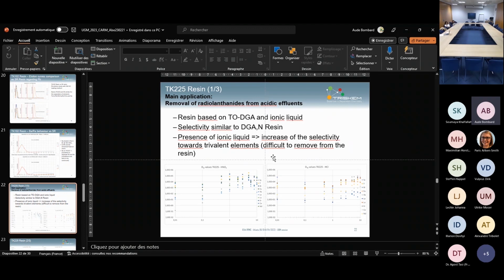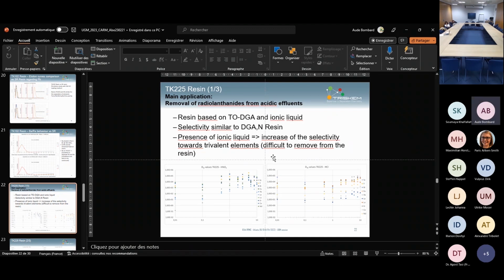You have the distribution coefficient for lanthanides on this resin in HNO3 and in HCl. Depending on the type of lanthanide, for the light lanthanides, it seems that some of them are easier to remove at low concentration, but for the heavy ones or medium ones, they are very well fixed on the resin.